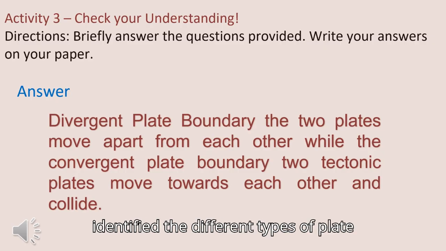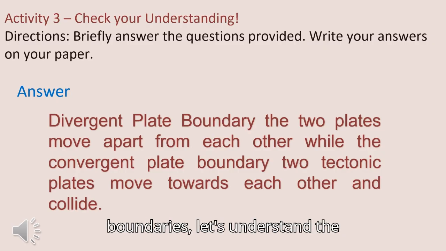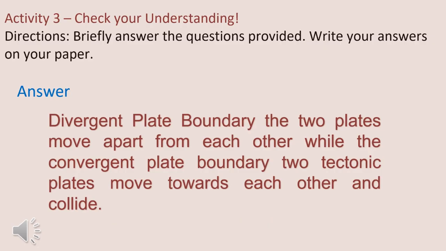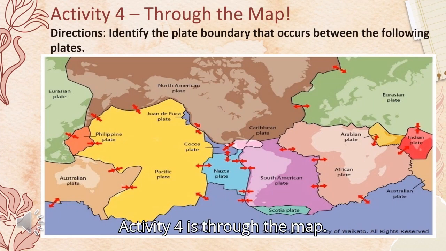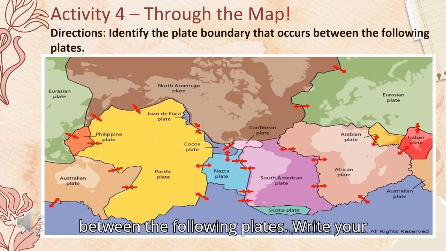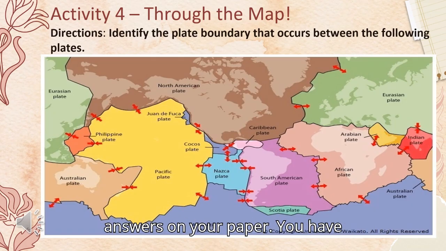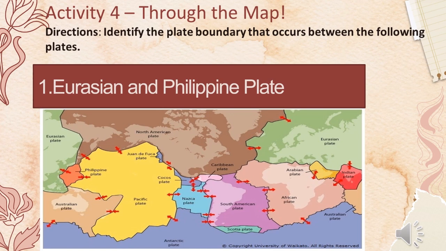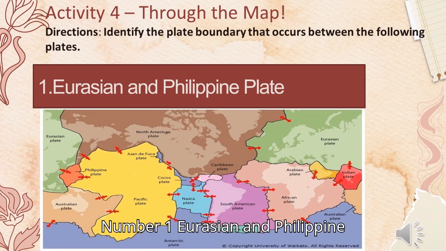Now that you identified the different types of plate boundaries, let's understand the movement of plate boundaries by completing the next activity. Activity 4 is through the map. Identify the plate boundary that occurs between the following plates. Write your answers on your paper. You have 10 seconds to answer. Number 1. Eurasian and Philippine plate.